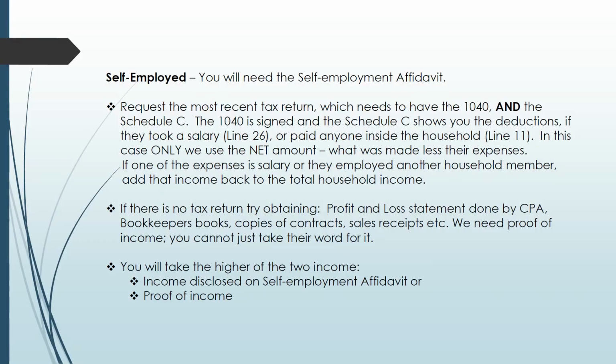You will also request a full tax return, net profit and loss statement completed by a CPA, copies of contracts, sales receipts, etc. We need proof of their income. We cannot just take their word for it. You will take the higher of the two incomes, the income disclosed on the self-employment affidavit or proof of income.